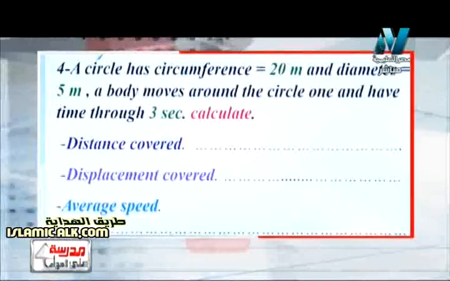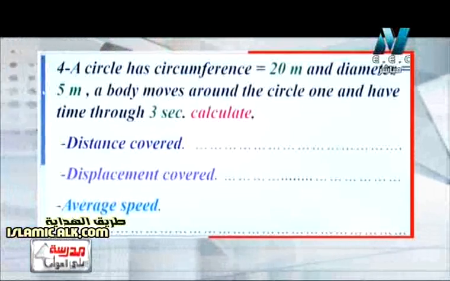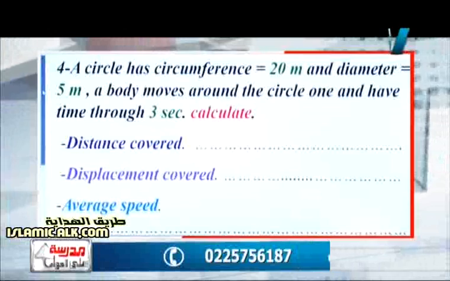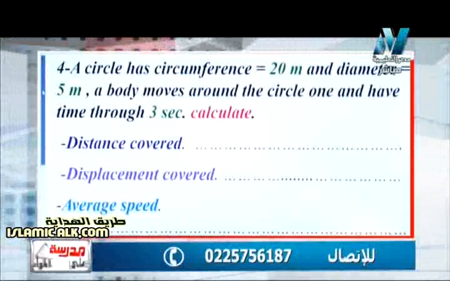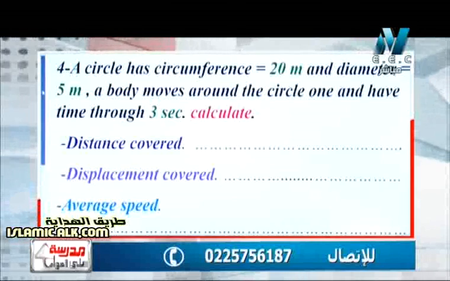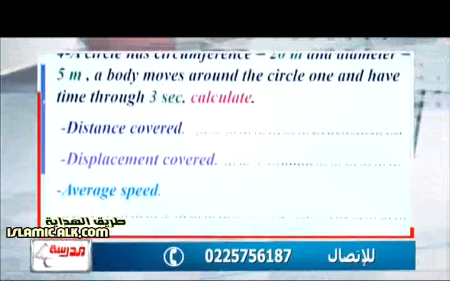So let's start our episode today with the first type of questions as we see on the screen here. We have a problem here. A circle has circumference 20 meters and diameter equal 5 meters. A body moves around the circle 1.5 times through 3 seconds. Calculate distance covered, displacement covered, average speed.